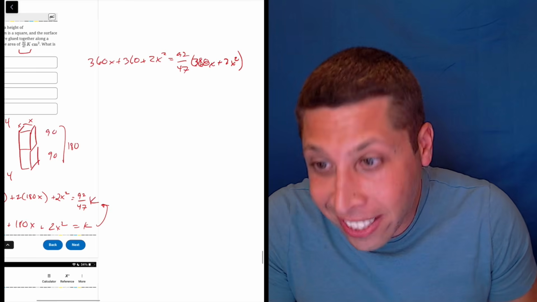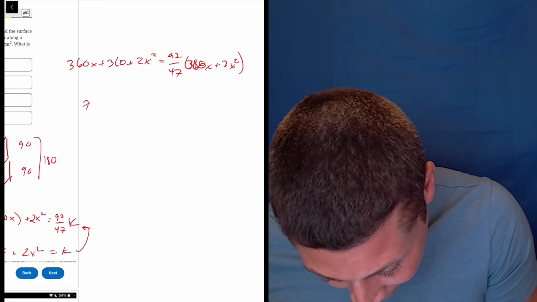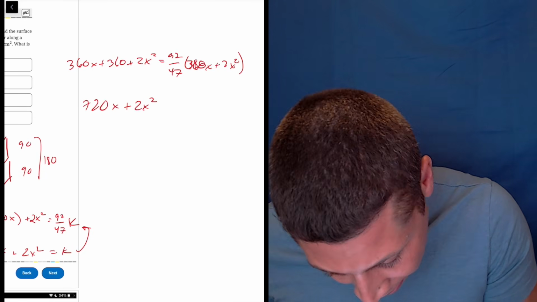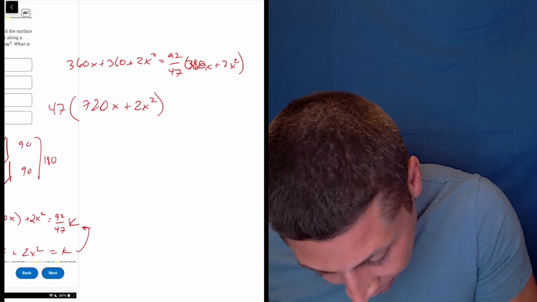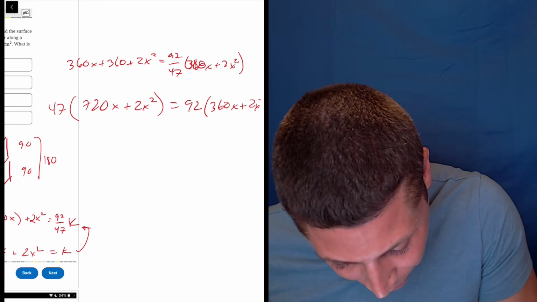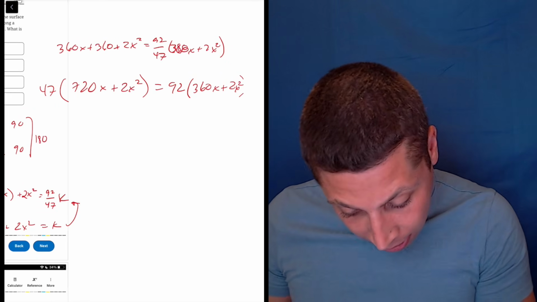Darn it, I'm going to run out of time. I got 2.5 minutes. So that's 720x plus 2x squared. Let's times that by 47. Equals 92 times 360x plus 2x squared. I could definitely use the calculator here, but honestly, I don't trust it to enter it.